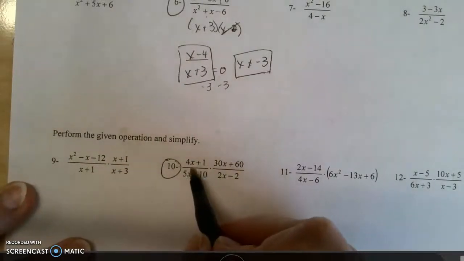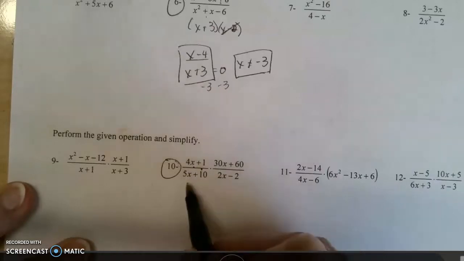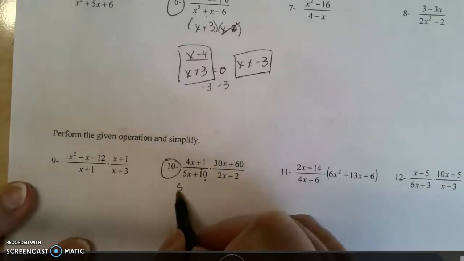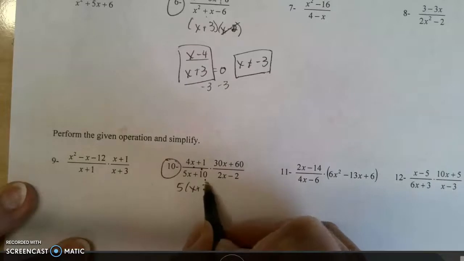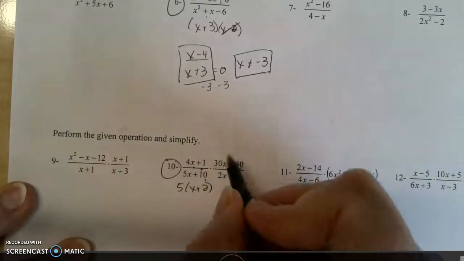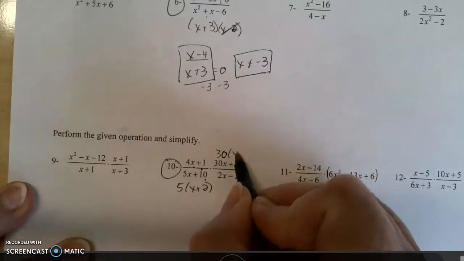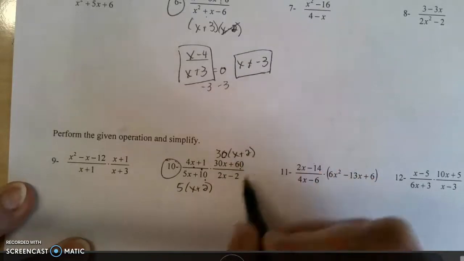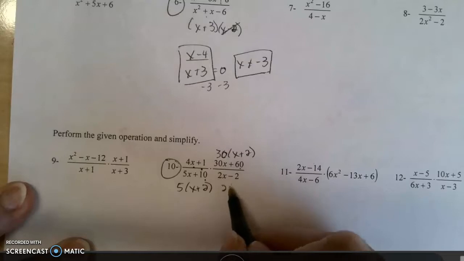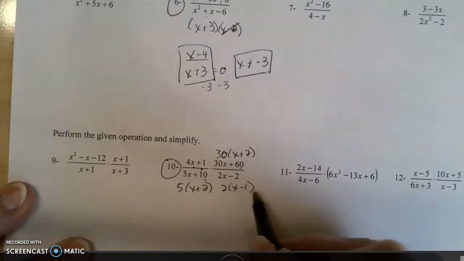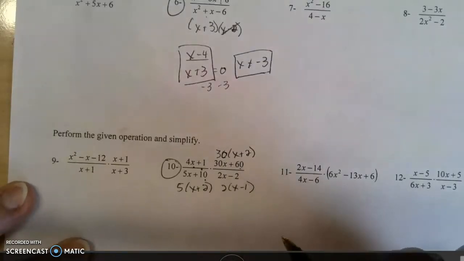So looking at this first one, there's nothing I can factor out, and it's not a squared or anything, so that one's done. Here I can take a 5 out, and I'm left with x plus 2. Here I can take a 30 out, and I'm left with x plus 2. Here I can take a 2 out, and I'm left with x minus 1. So now let's see what we can cross off.